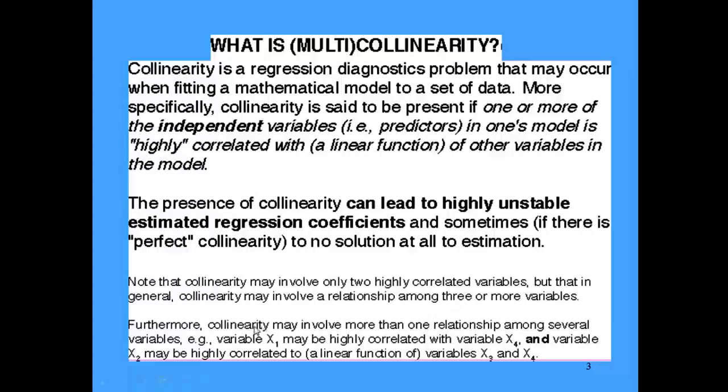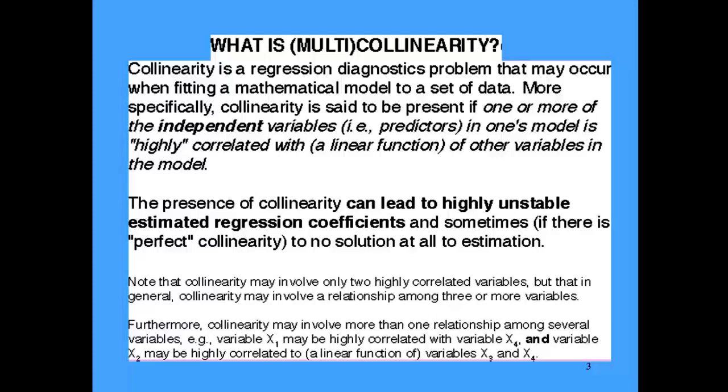Now, I say at the bottom of this slide, which is not as easily seen, that collinearity may involve only two highly correlated variables, but in general, collinearity may involve a relationship among three or more variables. What that statement says is, if you're thinking about predictors being related to one another, one simple way of thinking about it is you have two predictors that are very highly correlated with one another. The correlation between X1 and X2, or age and blood pressure, whatever you're talking about, is really high, like 0.98, something like that. That doesn't seem to be the case for those two variables I picked out, but depending on the variables you're dealing with, you might get some that are very, very highly correlated.